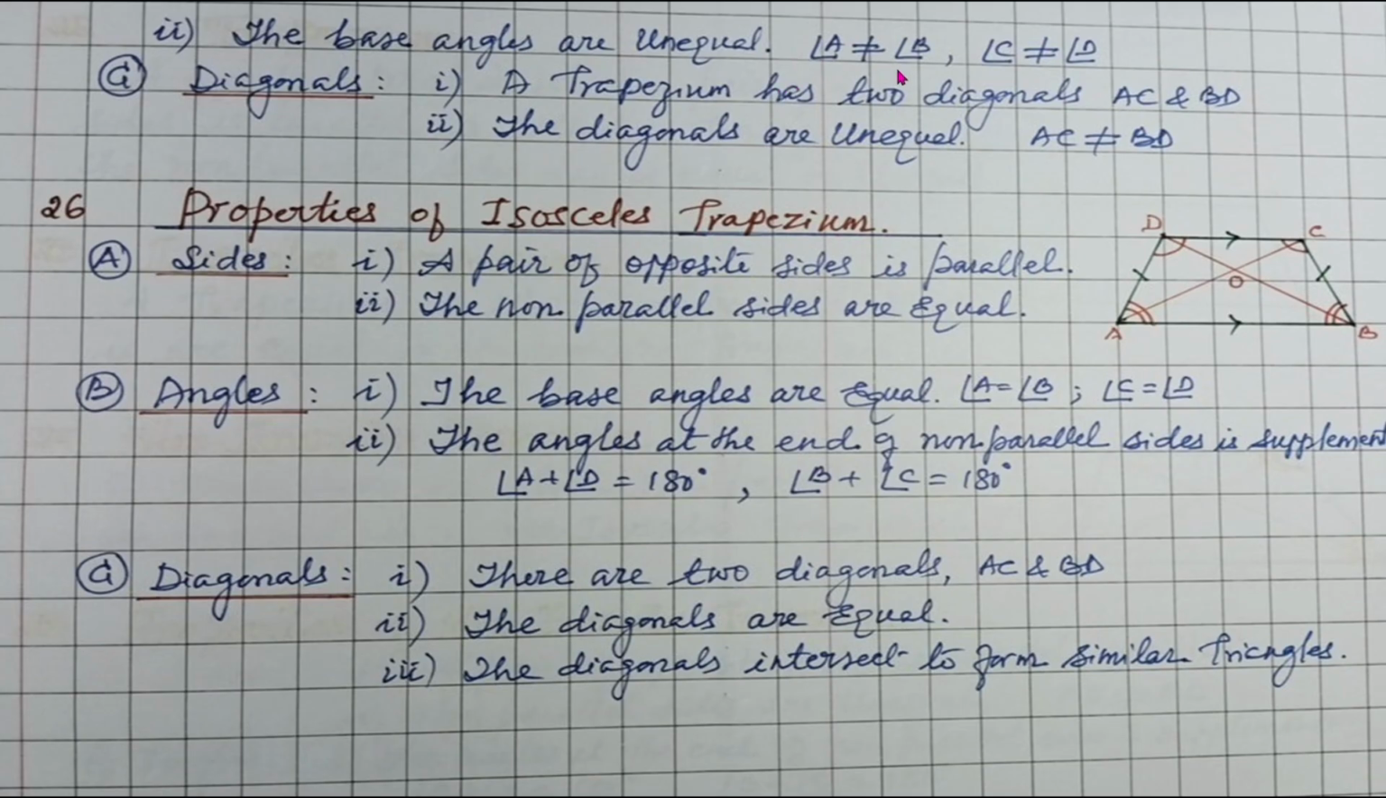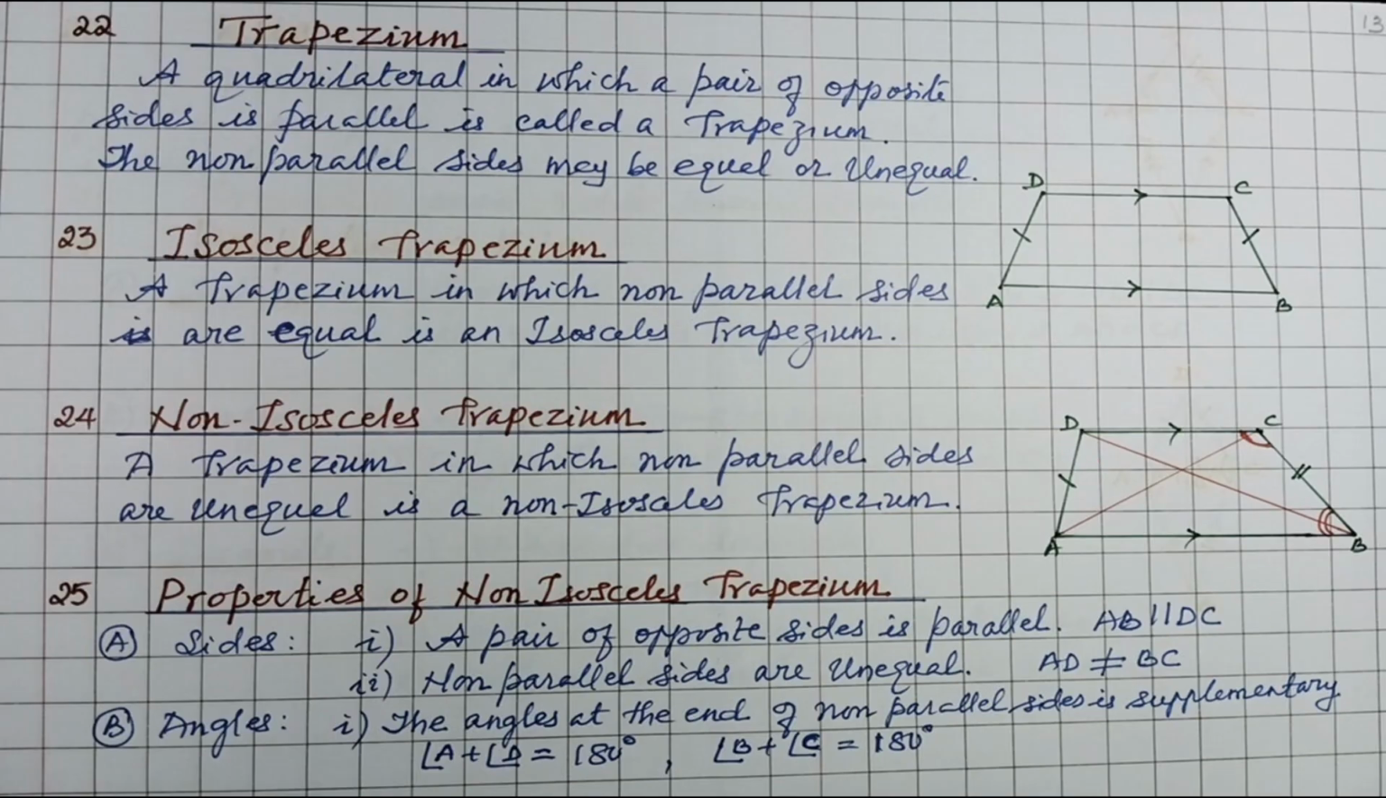If you take a non-isosceles trapezium, the base angles, angle A and angle B are unequal, angle C and angle D are unequal. And the diagonals in a non-isosceles trapezium, a trapezium has 2 diagonals and the diagonals are unequal. A very important property which you have to remember here. The diagonals are unequal, it has 2 diagonals and the diagonals are unequal.